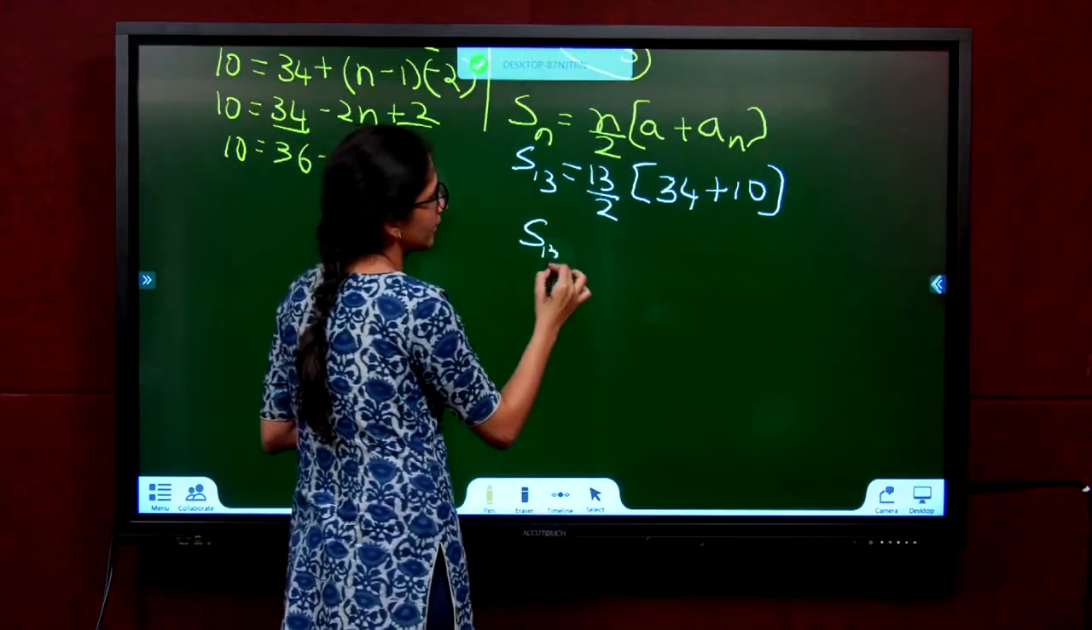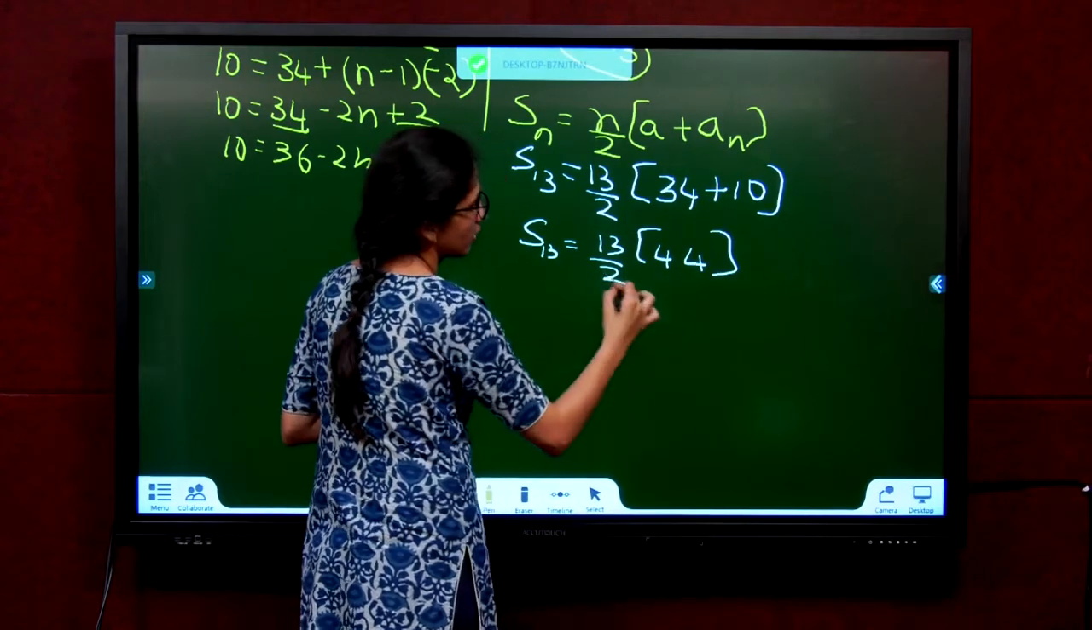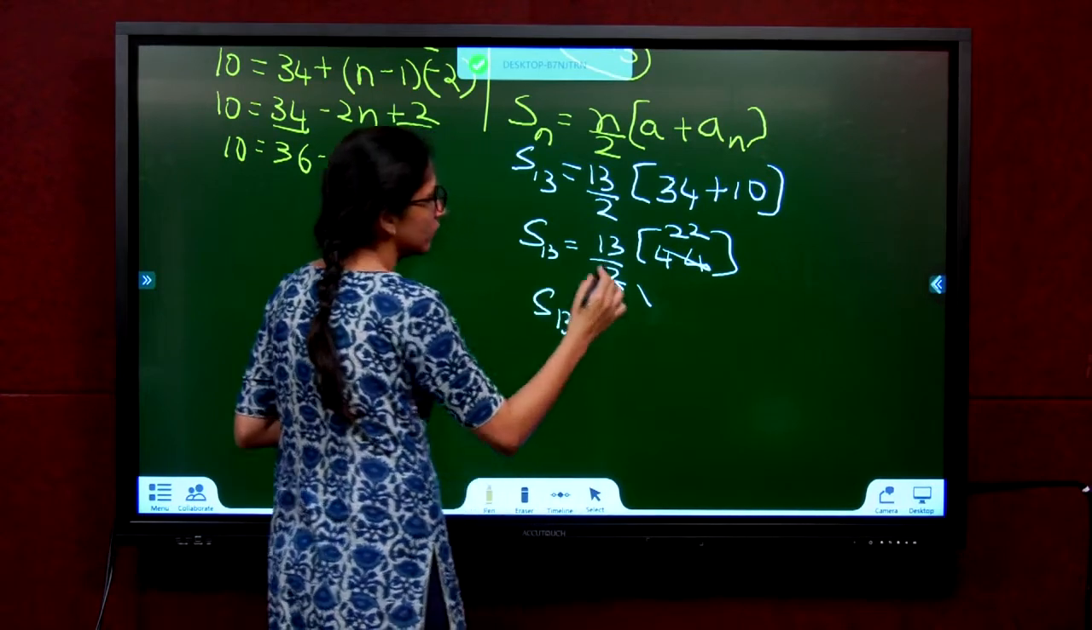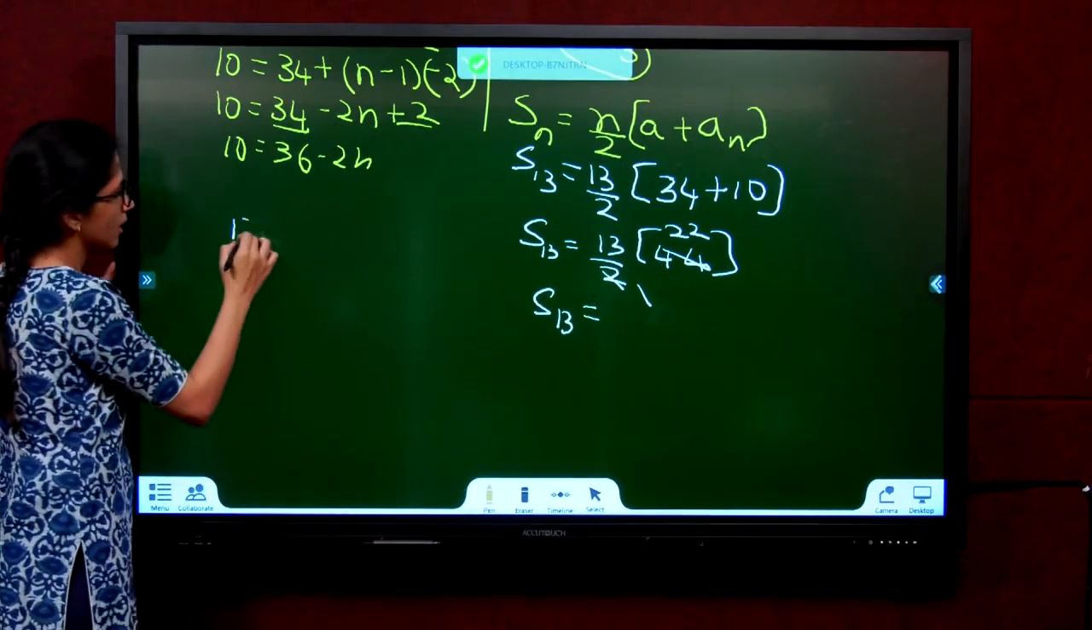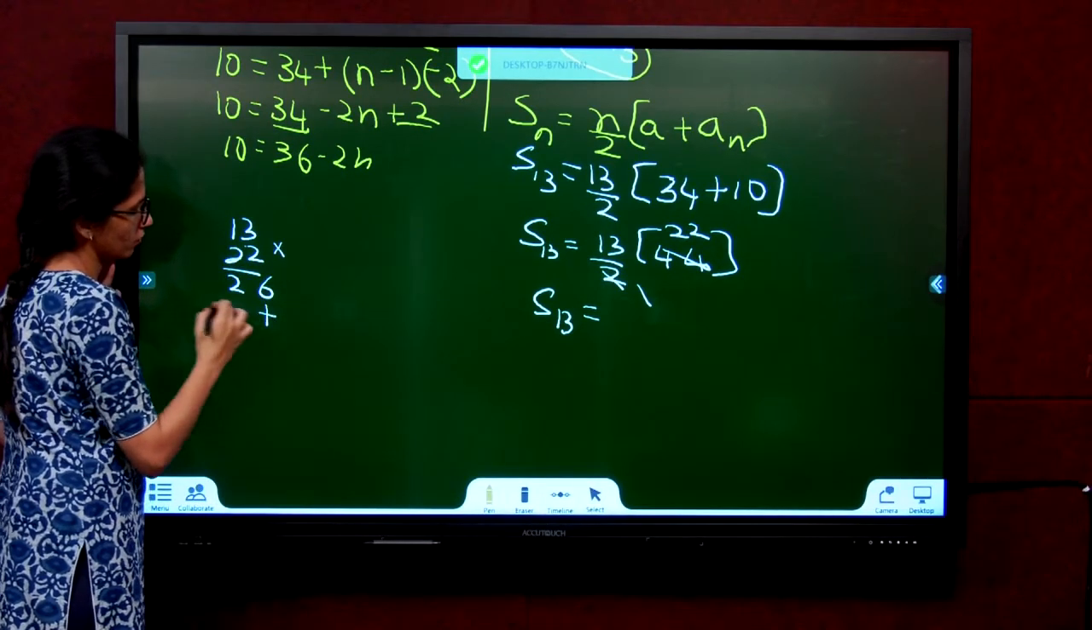S13 is 13 by 2 into 44. 2 ones are 2, 22s are. S13 is equal to 13 into 22. 13 into 22. 2 3s are 6, 2 ones are 2. Add it.